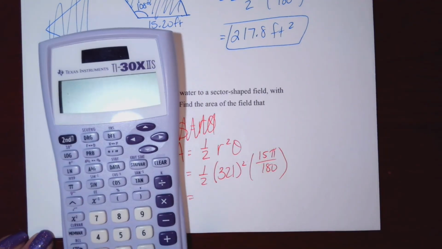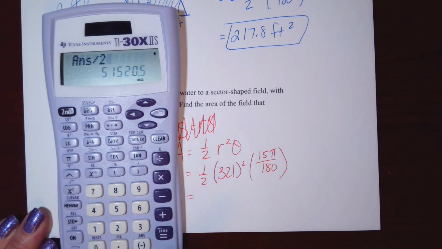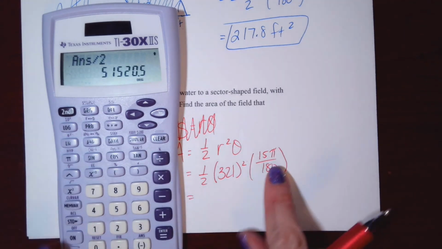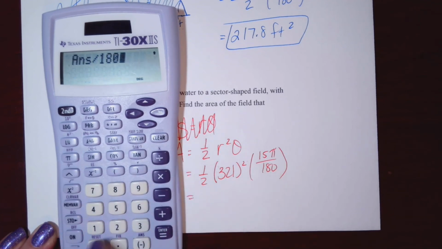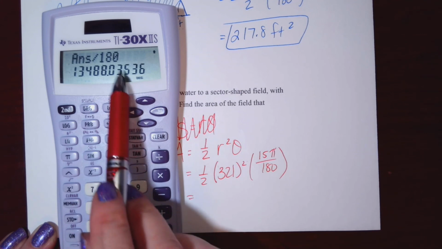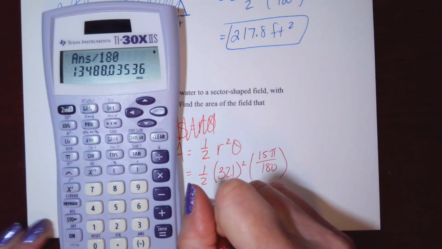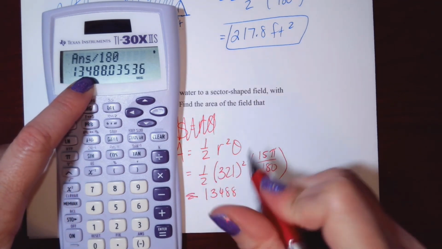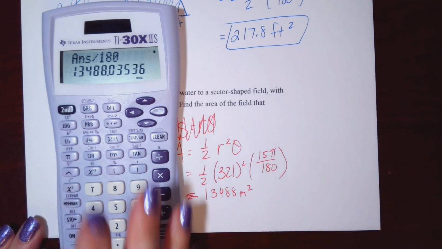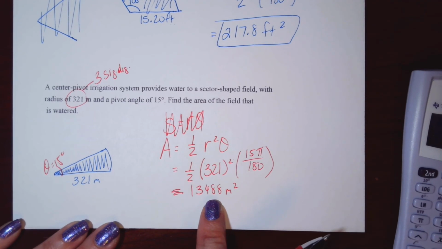So if I plug this all into my calculator, I've got 321 squared, and I'm going to divide that by 2, and then I'm going to multiply that by 15 pi and divide it by 180. This is the square meters that are going to be watered. So I've got 13,488 and a little bit more square meters. That's 5 significant digits if I round it right there to the nearest whole square meter.